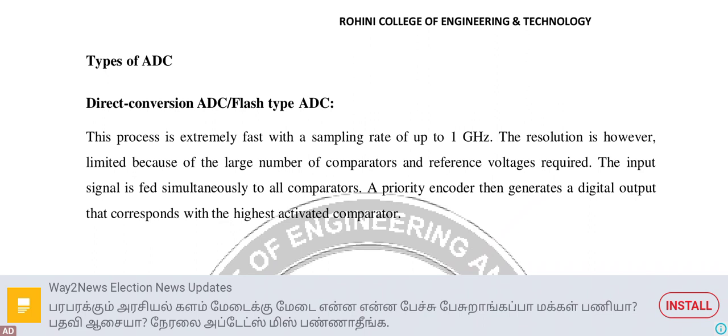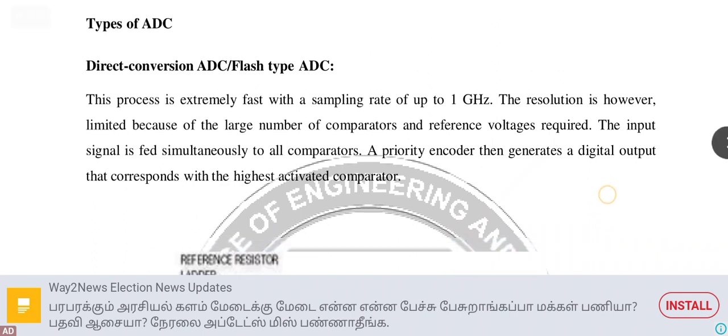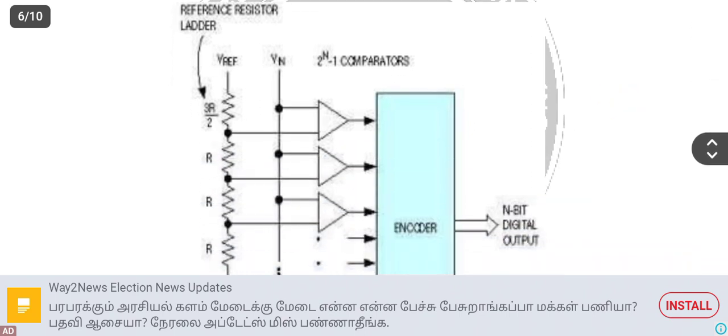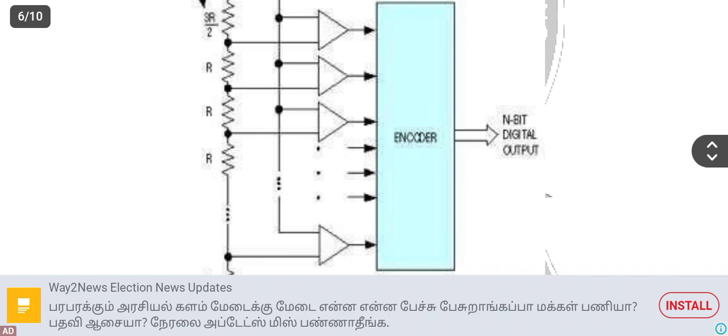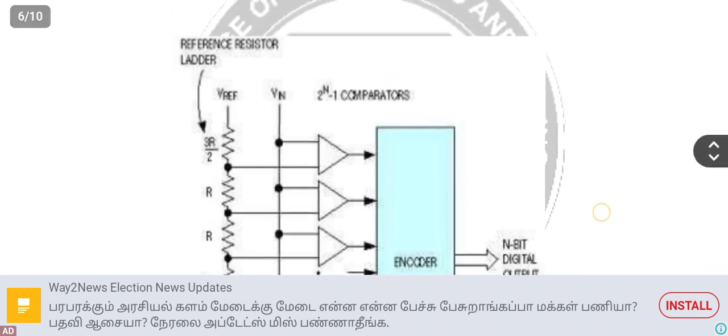First one is direct conversion ADC or flash type ADC. As per the name itself, this is the fastest ADC, with a sampling rate of up to 1 GHz. The resolution is limited because a large number of comparators and reference voltages are needed. Here, 2 to the power of n minus 1 comparators are used to convert the analog data into digital data.